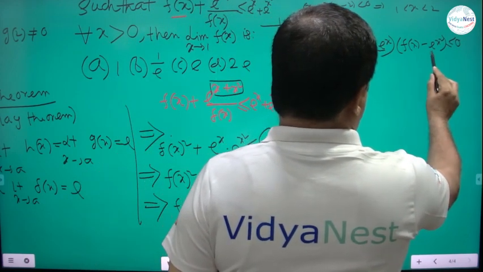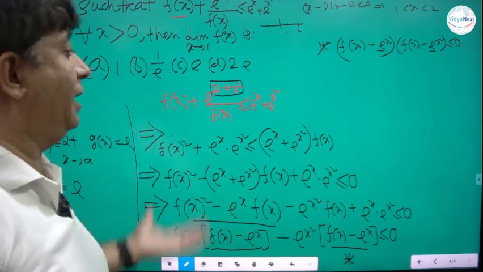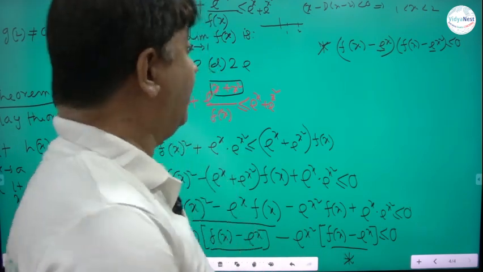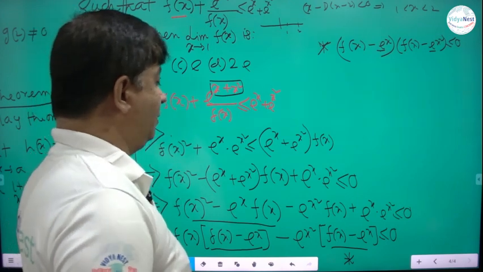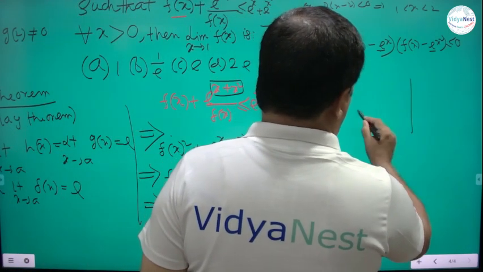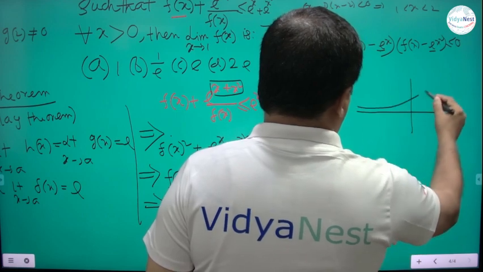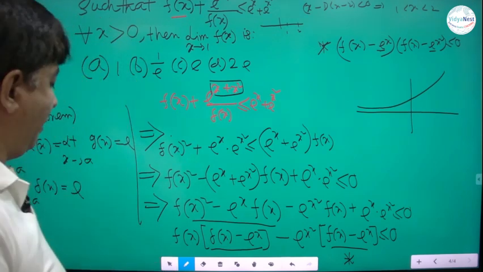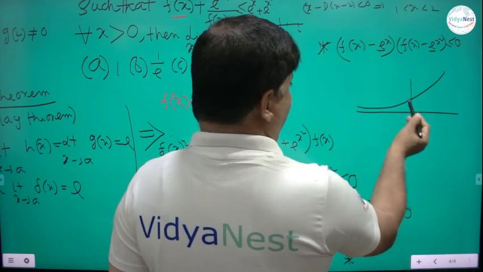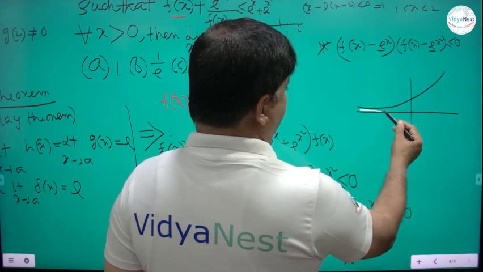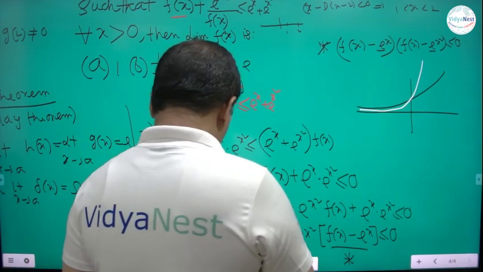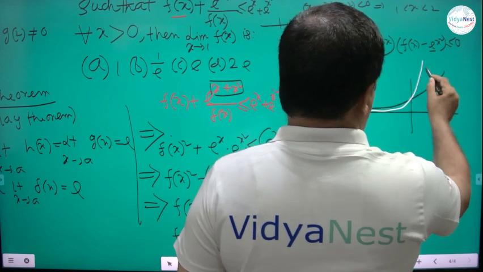But in e to the power x and e to the power x square, which is bigger, without drawing the graph, is next to impossible to say. What is the graph of e to the power x? e to the power x is like that. And what is e to the power x square? e to the power x square, in the left hand side it will be lesser and in the right hand side bigger. Okay, this is e to the power x, and e to the power x square.